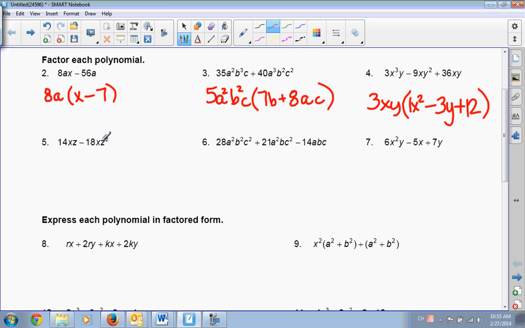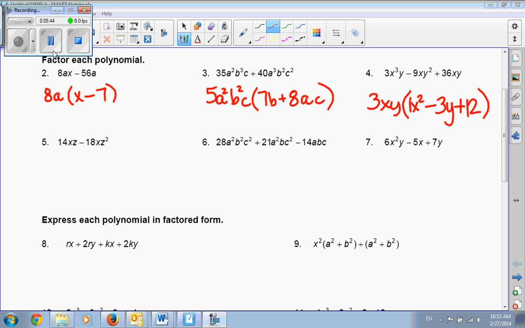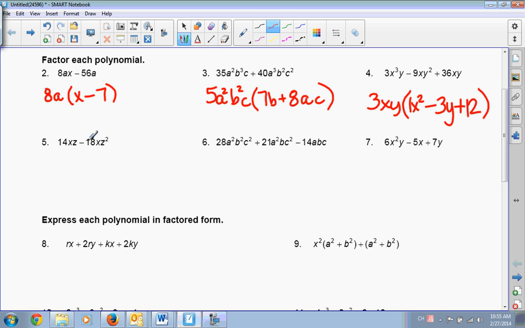Okay, I want you guys to try number 5 on your own. Okay, so what do 14 and 18 have in common? 2. And is that it? An x. They both have an x, and they both have one z. Now whatever's left over after we pull out those factors, we leave in our parentheses.